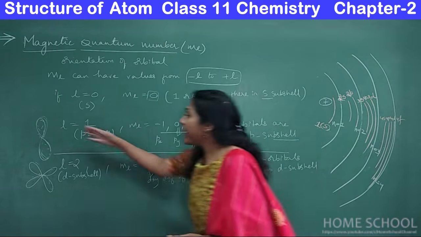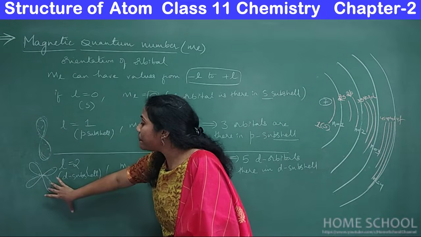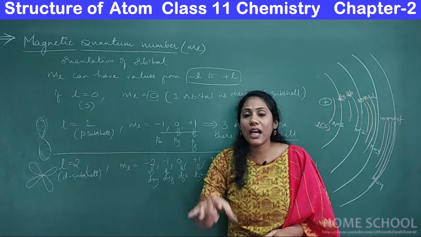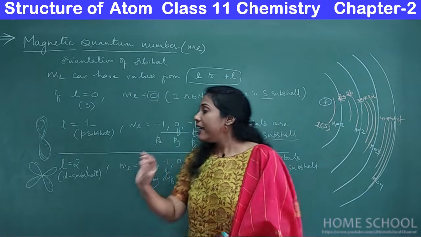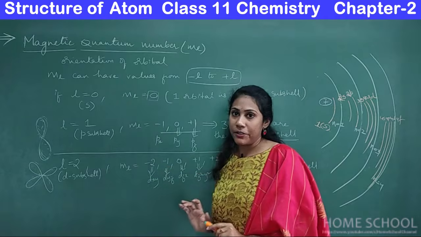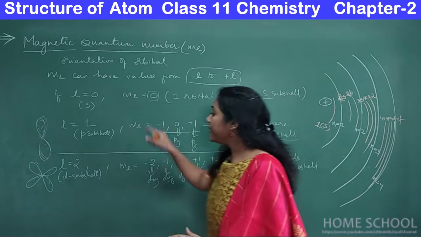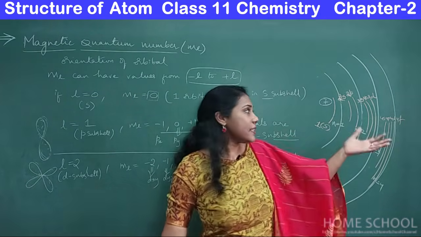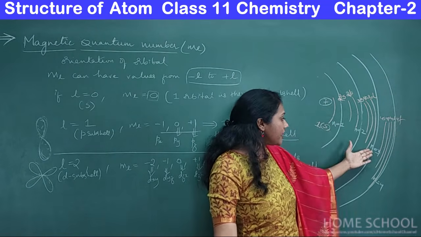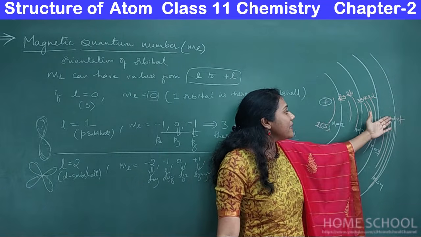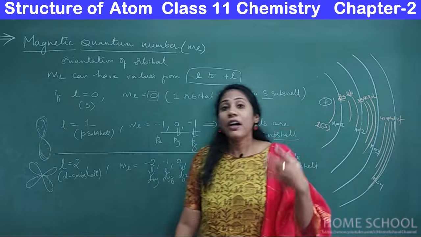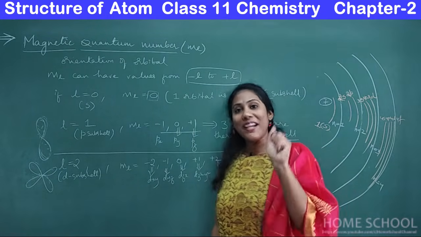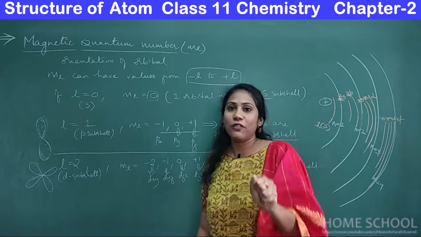The shapes of d orbitals, p orbitals, f orbitals, and the s orbital we will discuss in the next video. For now, just understand the concept. Clear? The d subshell can be present in the third shell, the d subshell can be present in the fourth shell. Whatever the d subshell, it will always contain 5 orbitals.